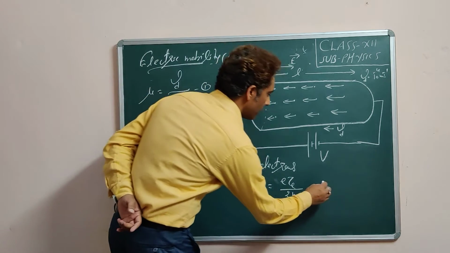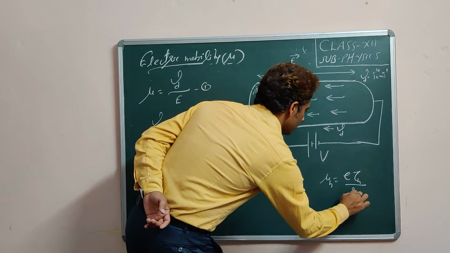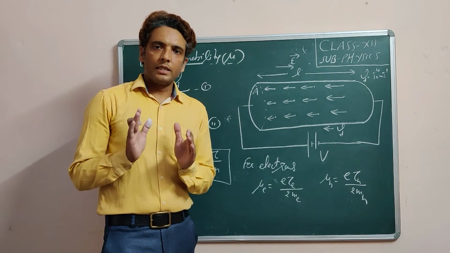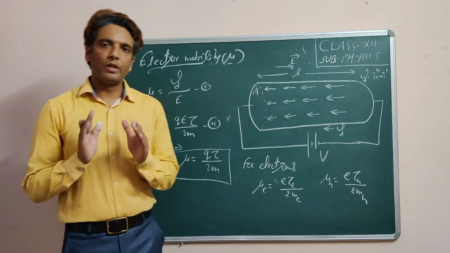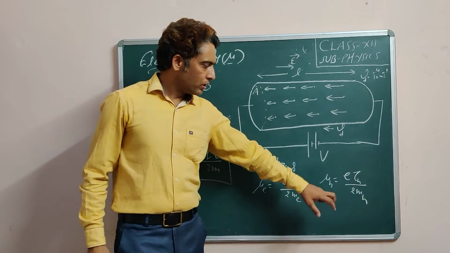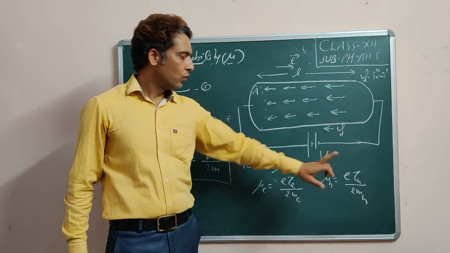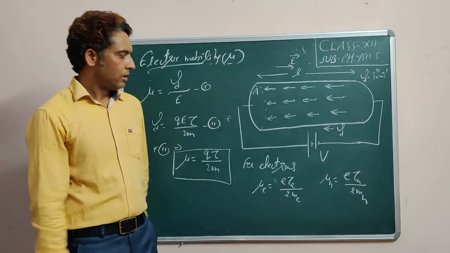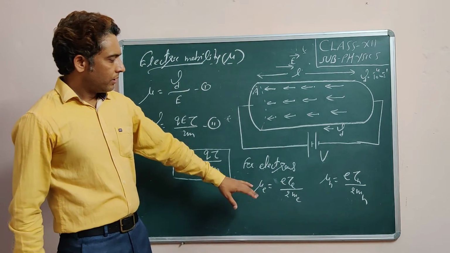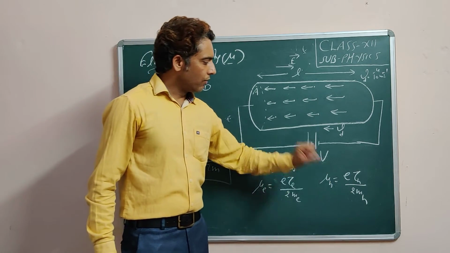So for holes we can write μh is equal to eτh over 2m. Actually, a hole is a vacancy created in the valence band when electrons move from the valence band to the conduction band in case of semiconductors. Means holes have the same magnitude of charge as that of an electron with opposite sign. Holes have positive charge. This is the relaxation time. Now if we talk of their mobility, the mobility of electrons is greater than the mobility of holes.